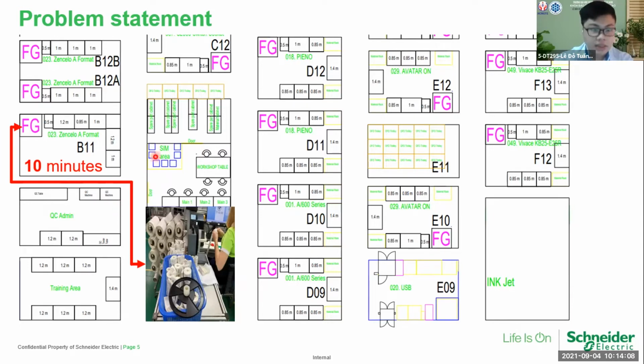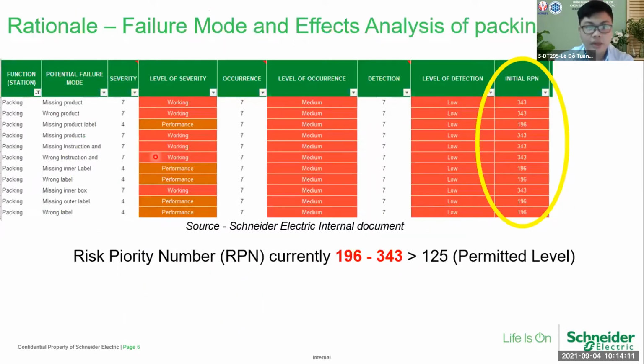Next, there is a standard in statistics called failure mode and effect analysis, also known as FMEA, to evaluate the process. In the FMEA standard, there is a risk priority number scale to assess the severity of each error in the process. The RPN score is calculated using severity multiplied by occurrence multiplied by detection. We have seen that the RPN score related to packing, in the range of 196 to 343, is larger than 125 points. This is the Schneider Electric standard allowable score. So when it reaches that threshold, an action must be taken to improve the score.